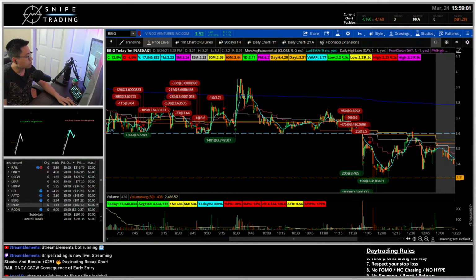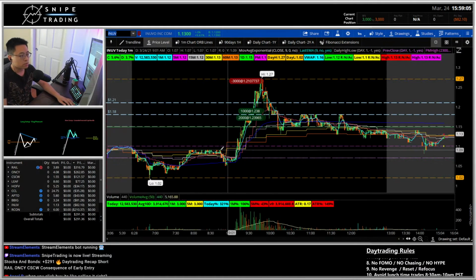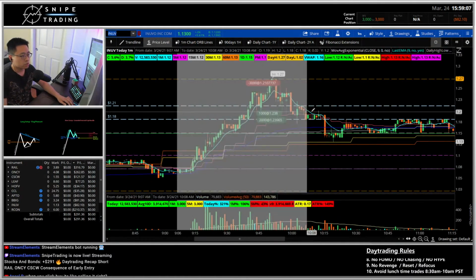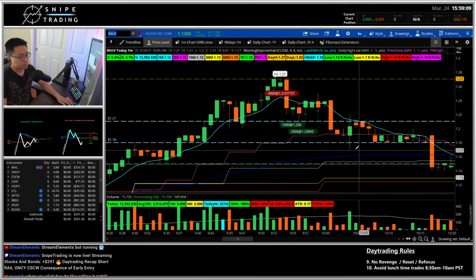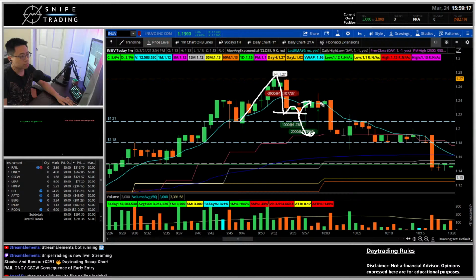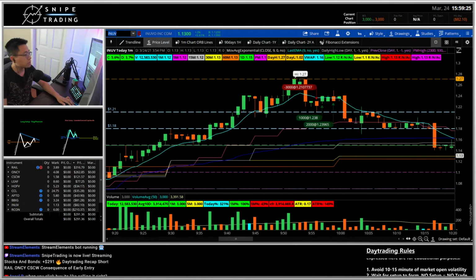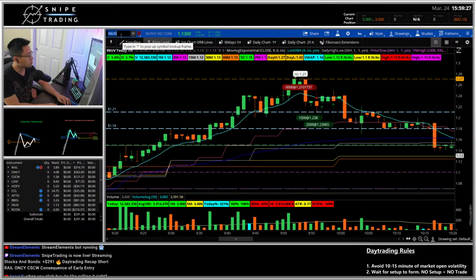Next trade is INUV, $82. This was also a short, a little early. I thought I was going to short for the retest of 5 minutes, but it actually popped up and stopped me out on that wick, and 2 minutes later it went back down. Again, the consequence of being early is being stopped out.